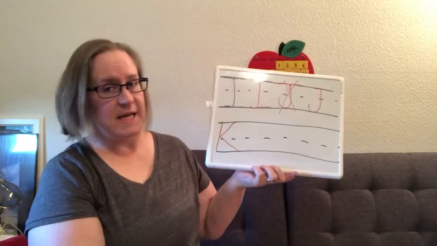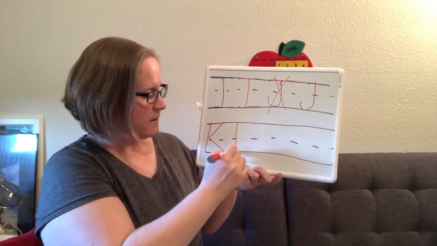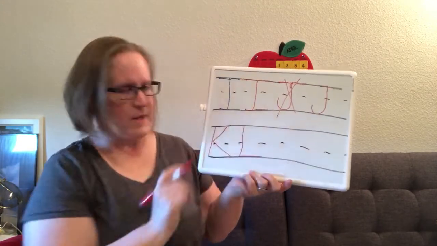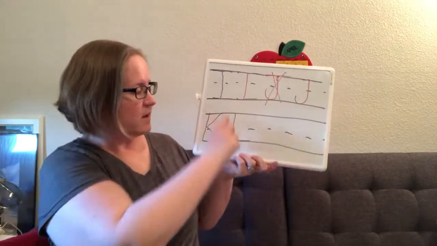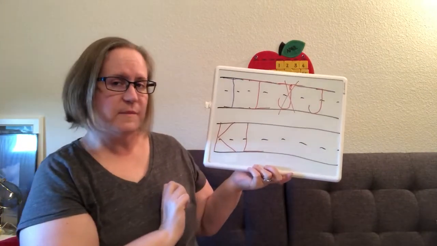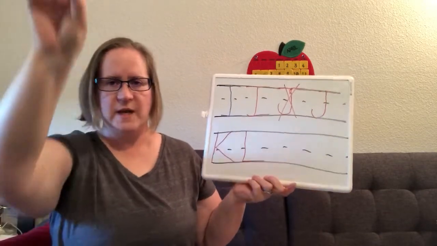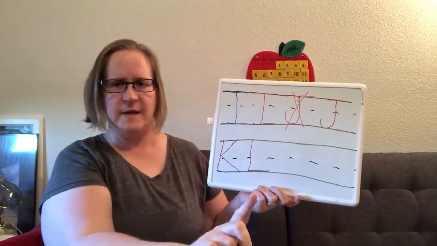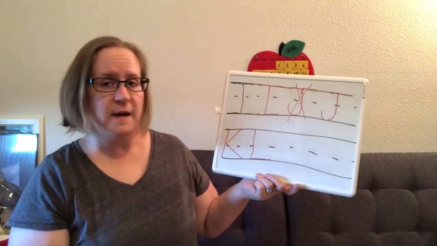L is pretty easy. It's just a tall line down, slide to the right along the bottom baseline. It's like an upside down 7. Tall line down, slide to the right. Do that with me. Tall line down, slide to the right. Do it again. Tall line down, slide to the right. Great job. We have one more letter.